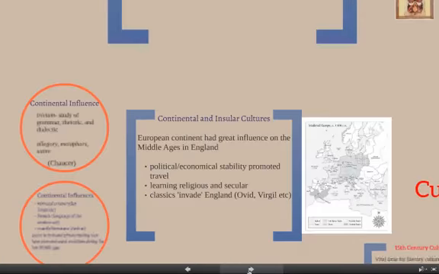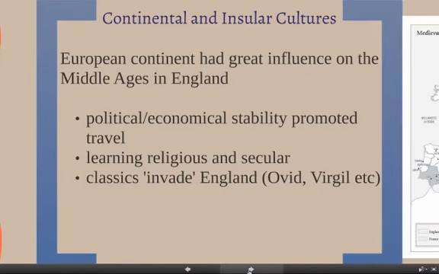So because of the Norman invasion, there were also some different influences that start to come from the European continent, because now England is having more direct contact with France. And there are some great influences in the middle of the Middle Ages that definitely affect the end part of the Middle Ages in England. There's a period after William conquers of different Norman monarchs who provide political and economic stability.